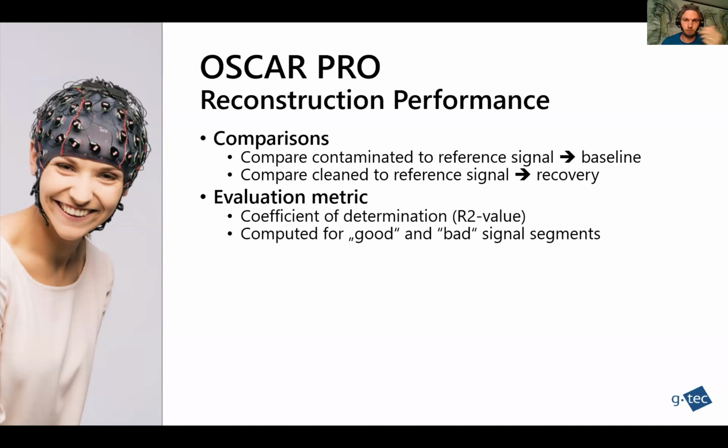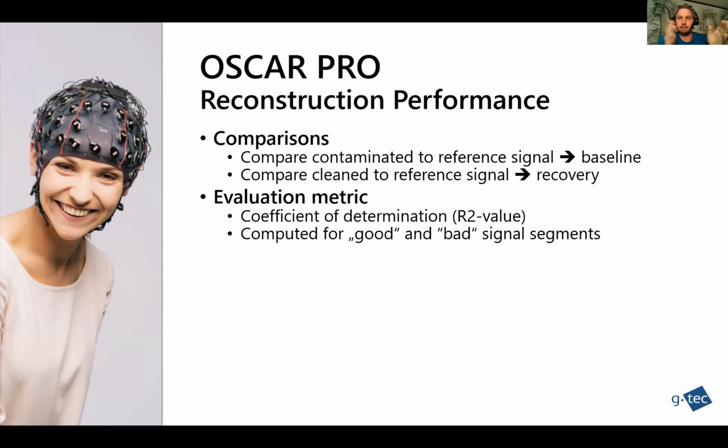What we did was we correlated the signal. So we computed the squared Pearson correlation coefficient. That's the coefficient of determination, or R squared value. It ranges from 0 to 1. And if it's 0, then the 2 signals have basically nothing in common. And if the value is 1 or 100%, then the 2 signals are perfectly identical.